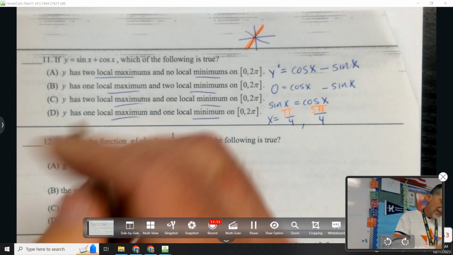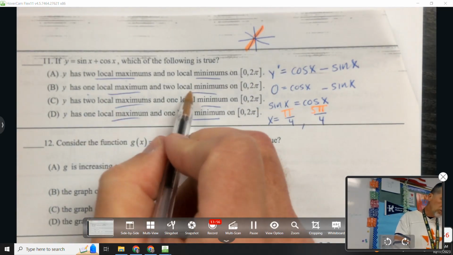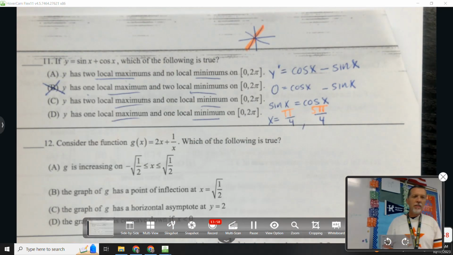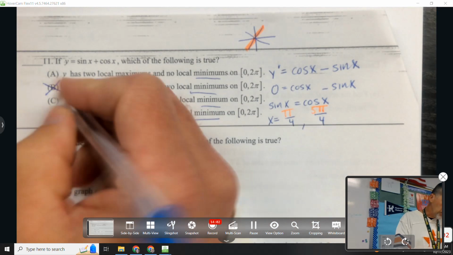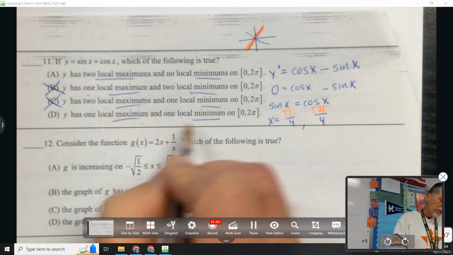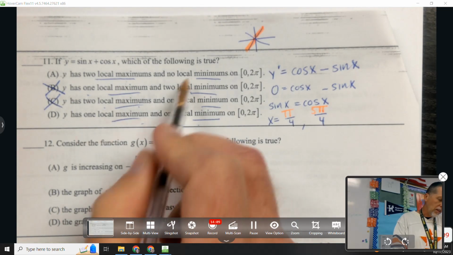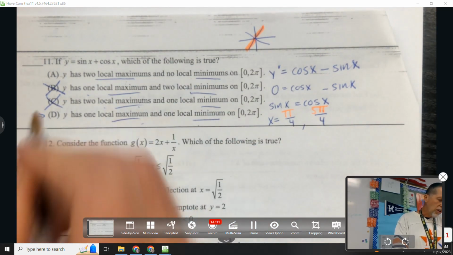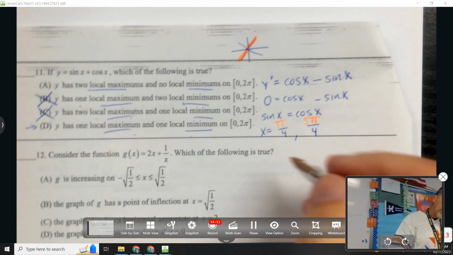So 1 local and 2 local. No, it can't be B because they're not 3 of anything. 2 local maxes, 1 local minimum. That can't be right. 1 max, 1 min, or 2 maxes and no mins. Well, my guess is 1 of each, but let's do the number line thing to make sure.